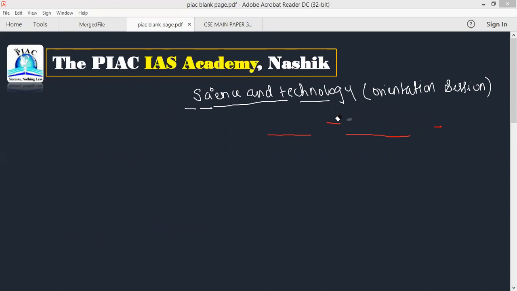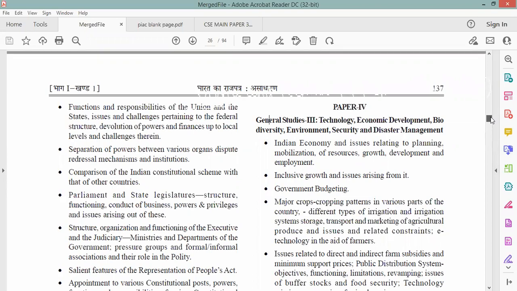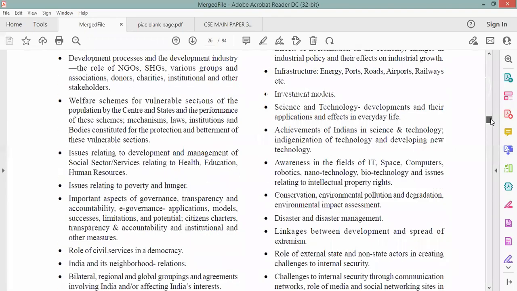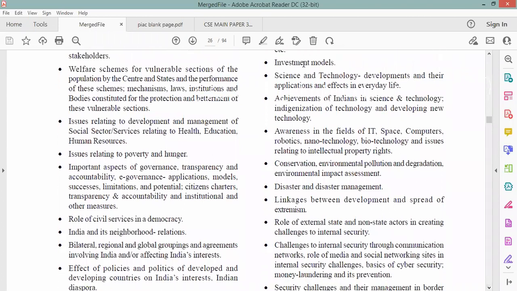Once again I will just see the syllabus. Now here first of all this is an economic part. I will skip it and move directly to the science and technology part. See here, this is the science and technology part.